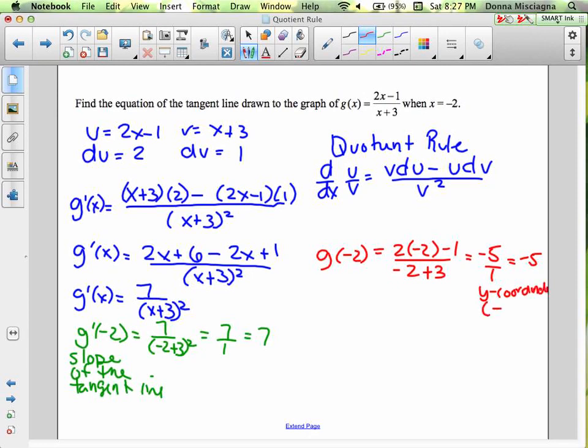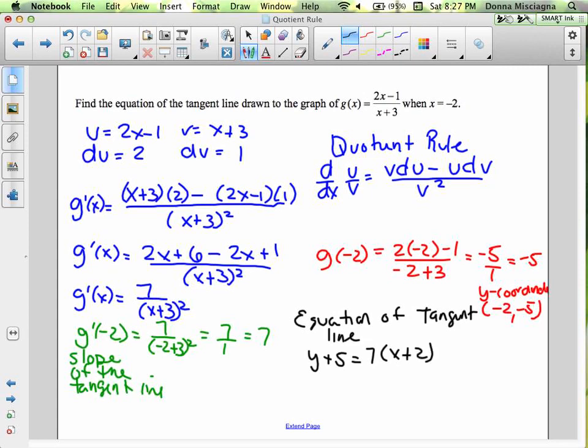That means the point that we have is negative 2, negative 5, and now we can write the equation of the tangent line. And that's going to be y plus 5 equals 7 times x plus 2. And then let's just isolate y. So y is equal to 7 times x plus 2 minus 5. And yes, we could multiply it out if you want. We could make it 7x plus 14 minus 5. So that'd be 7x plus 9. Right?